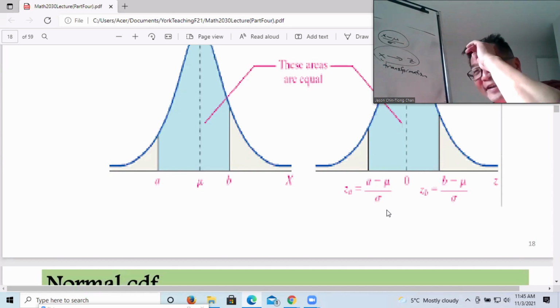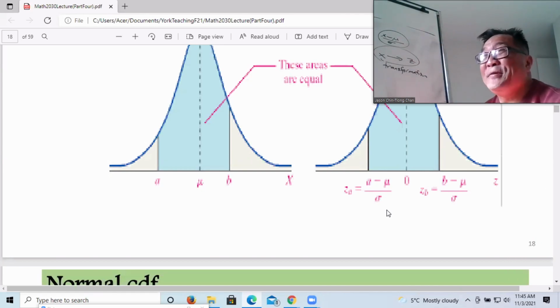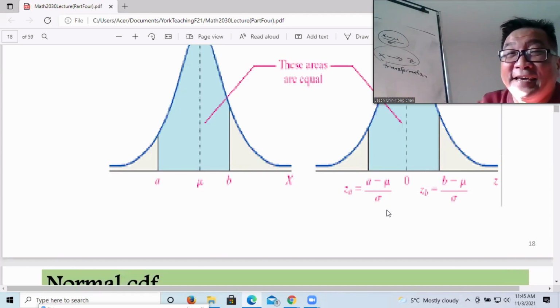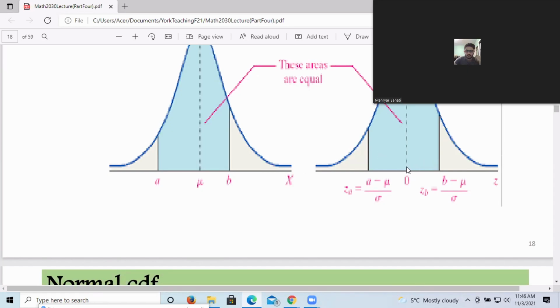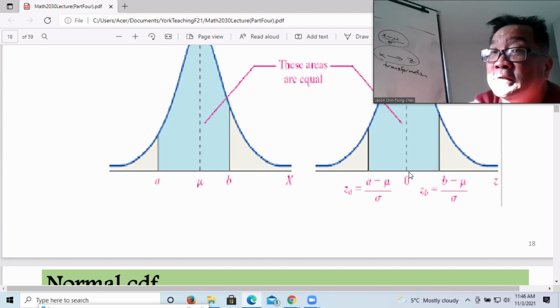I explained to you, mu is the location, but this mu can be any number. It can be 30, it can be 40, but the mu here becomes 0. Why? Because if you look at the formula, let's say the mu is 7. 7 minus 7 over standard deviation, is that equal to 0? Yes. That's why here it's always equal to 0, the center.